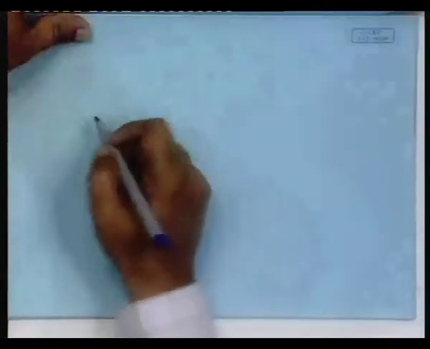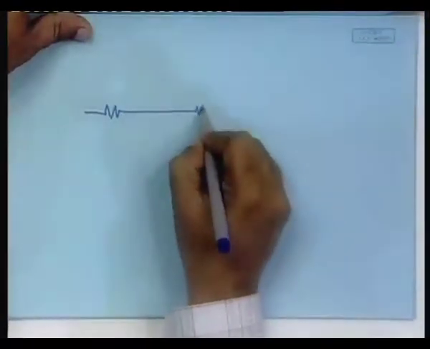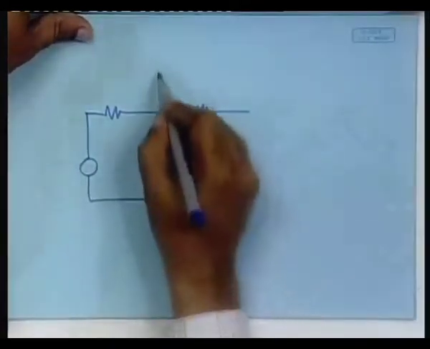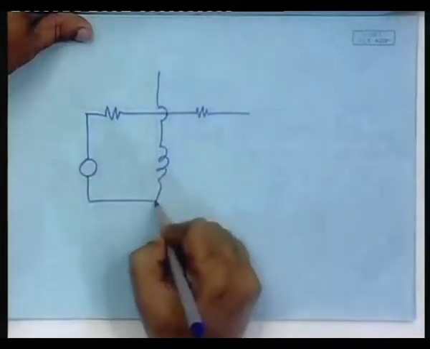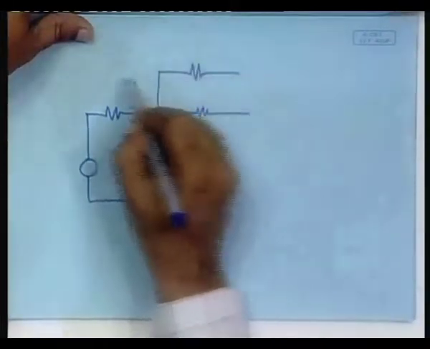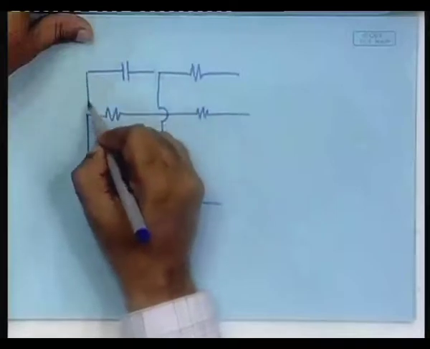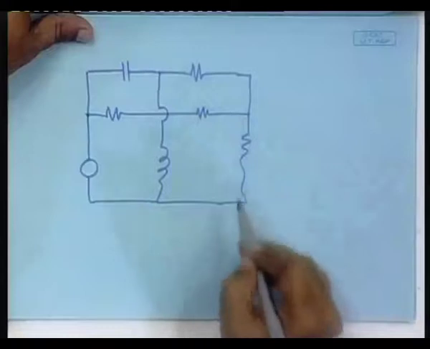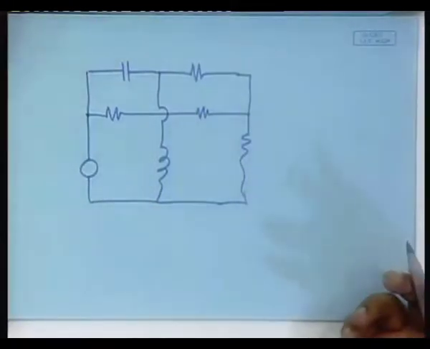The third problem is that the mesh current method, after all, is applicable only to planar circuits, right. If there is a circuit something like this, you have one, then you have a problem. It will not be easy for you to identify what the meshes are. It is not a planar circuit.